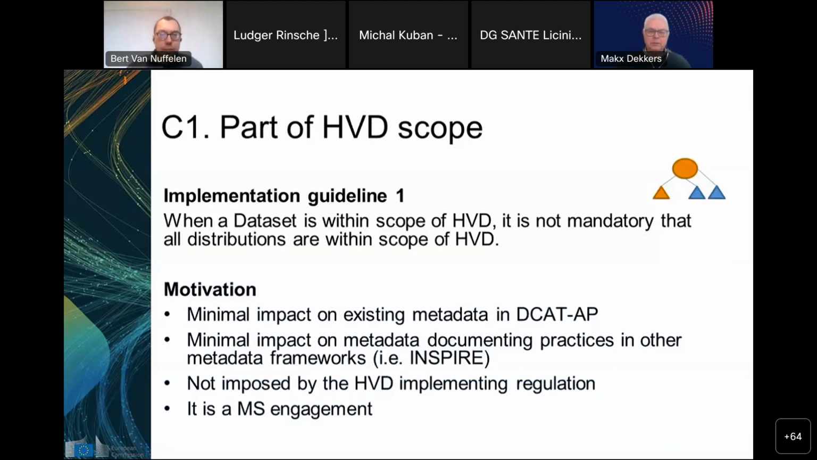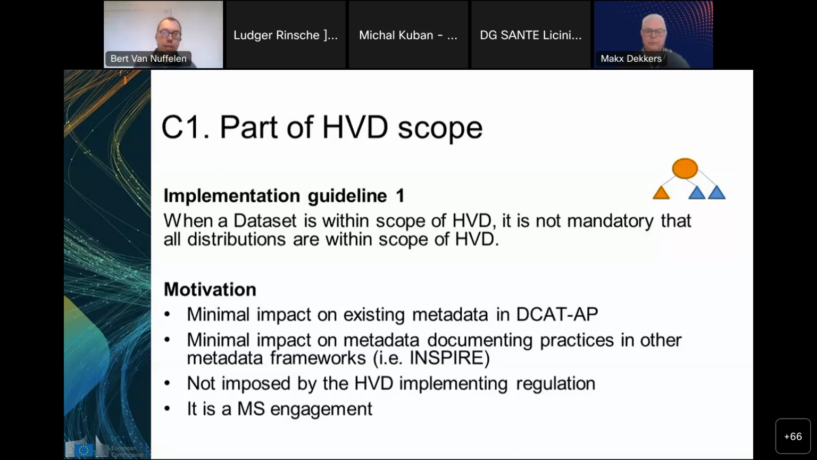Then there are two implementation guidelines I want to discuss with you. The first one: consider the situation that you have a dataset that you have identified as a high value dataset. Then the goal is not to enforce that all the distributions are in scope of the high value dataset regulation, but only the ones that you consider to be in scope. According to the drawing on the right hand side, we have a dataset, which is the oval, and the yellow distribution triangle has been identified as in scope, and the two others are not. The rules and application of the implementing regulation apply only to the yellow one and not to the blue ones.